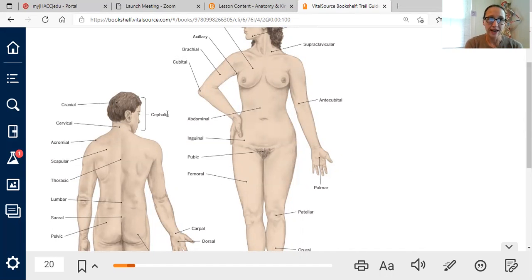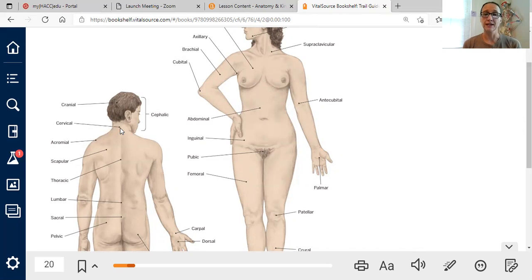The whole head, on the other hand, is called the cephalic region. So all of this, looks like I'm voguing, all of this is the cephalic region. Okay, so remember we had facial, we have cranial, but the whole thing is the cephalic region.